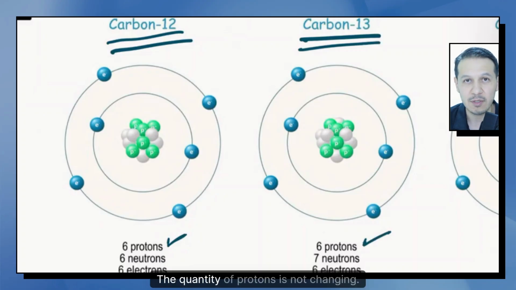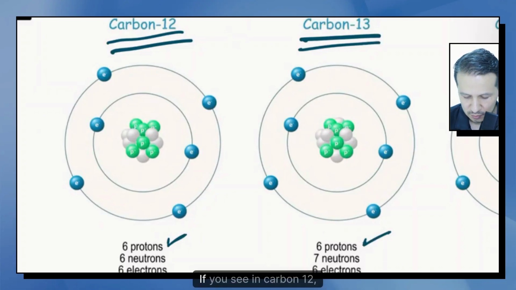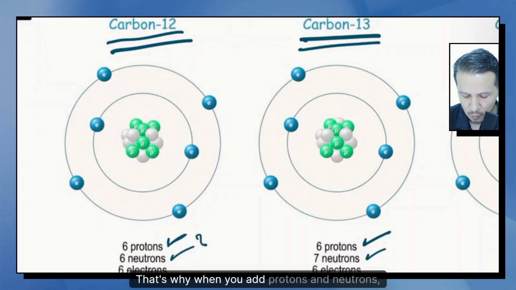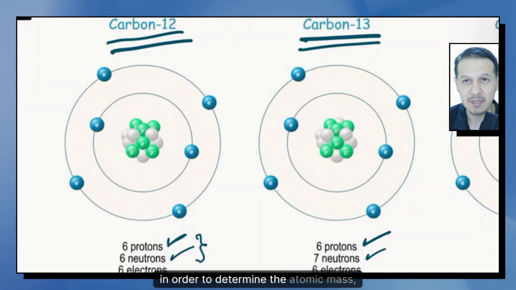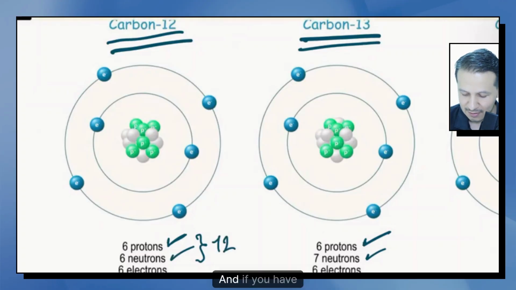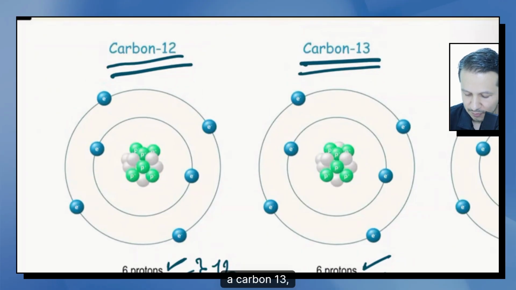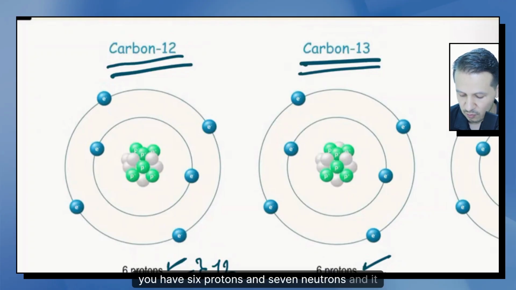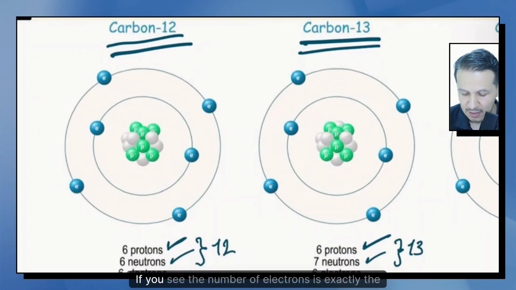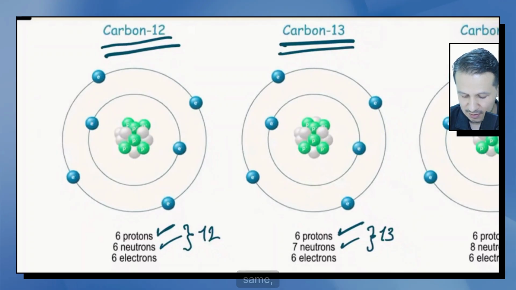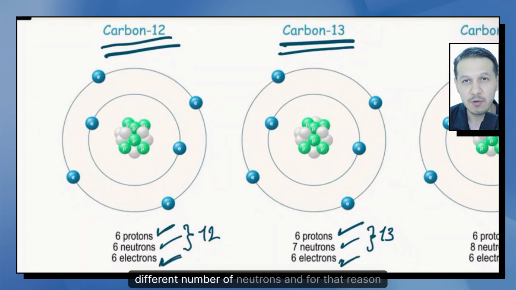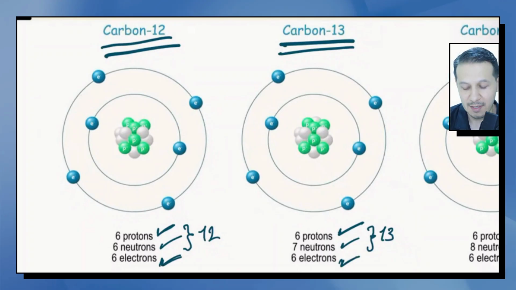And this is very important. The quantity of protons is not changing. Neutrons: if you see in carbon 12, we have 6 neutrons. In carbon 13, we have 7 neutrons. That's why when you add protons and neutrons in order to determine the mass number, you will have 12. And if you have carbon 13, you have 6 protons and 7 neutrons, and it will add to 13. That's why it's carbon 13. The number of electrons is exactly the same because we are not talking about electrons. Remember, isotopes just have a different number of neutrons, and for that reason also a different mass.